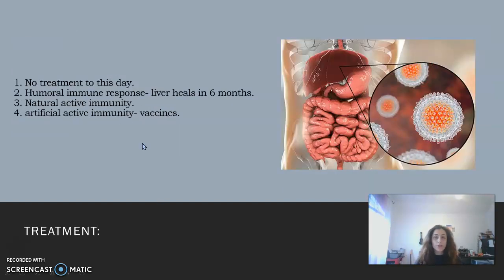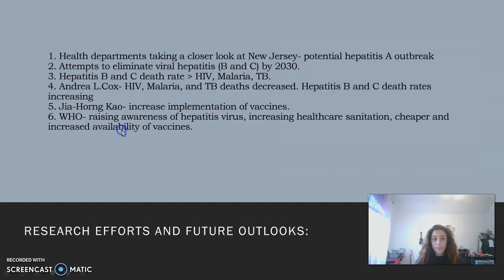So right now there is still no treatment for Hep A, but there are many different ways to prevent it, which are the humoral immune response, where the liver will usually heal in 6 months with little to no damage, natural active immunity, or artificial active immunity like vaccines.